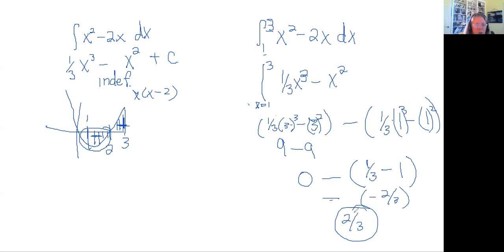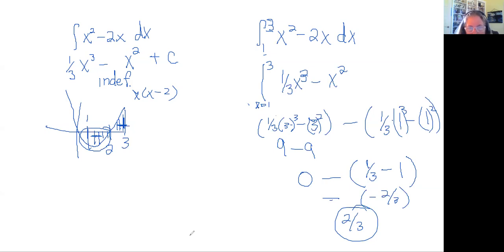Now, your calculator can do a definite integral. It has that ability, and I'll show you 2 ways to do it. And we're integrating from 1 to 3. I'm writing this down. All right, so I'm gonna stop this for now. I'm gonna clear it. So remember our answer was 2/3.